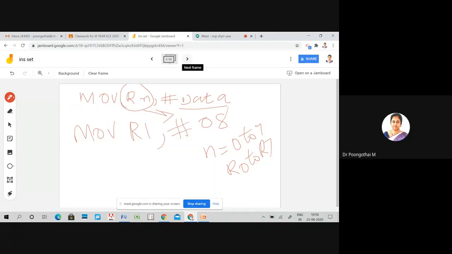Addressing mode: immediate addressing mode, because 8-bit data is specified in the instruction. Please note down the addressing mode. The addressing mode is immediate addressing mode and 2 bytes are required. 1 machine cycle is required to execute this instruction. Please note it down. It takes 2 bytes of program memory and 1 machine cycle is required to execute this instruction.